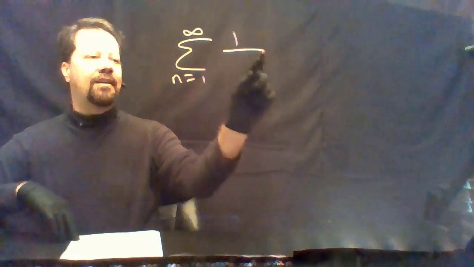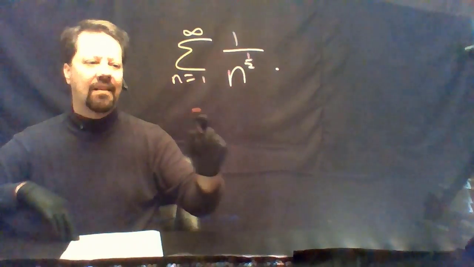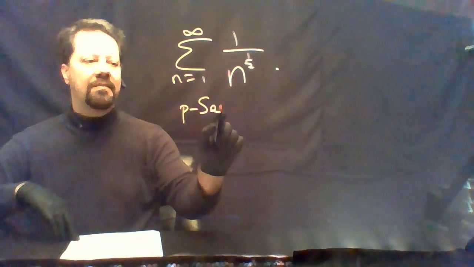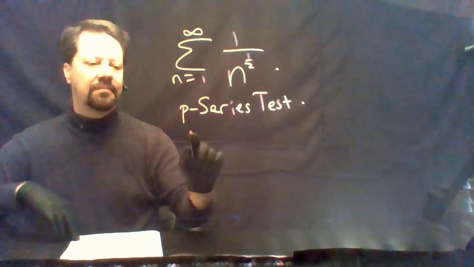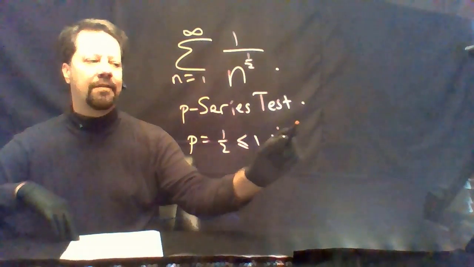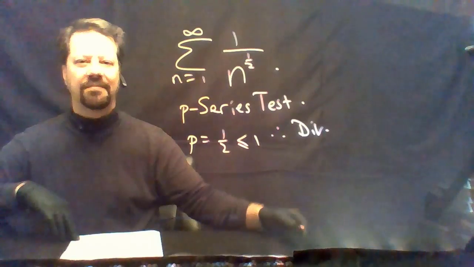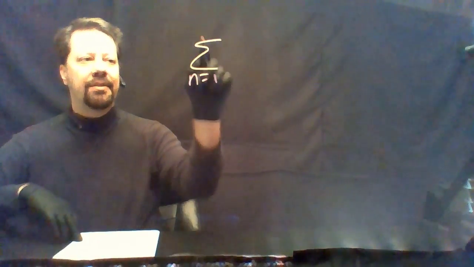We have the sum as n goes from 1 to infinity of 1 over n to the 1/2. This is a p-series, so you shall use the p-series test. P is 1/2, which is less than or equal to 1, and therefore the series diverges. The last problem was more a prelude to the present one.